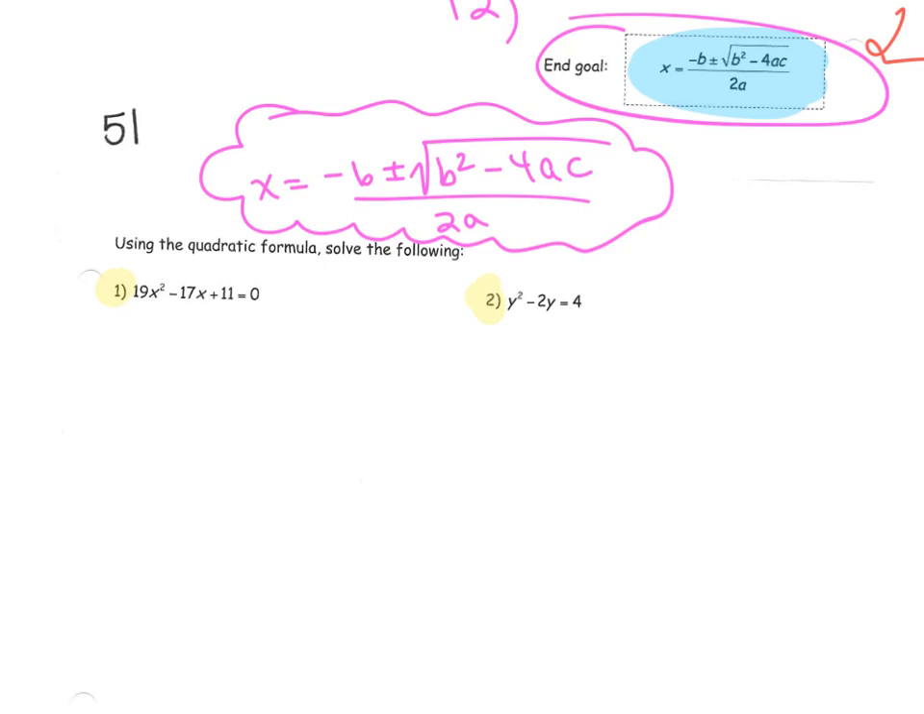So we have ax squared plus bx plus c, where a is the leading coefficient, b is our coefficient, and then c is the constant.